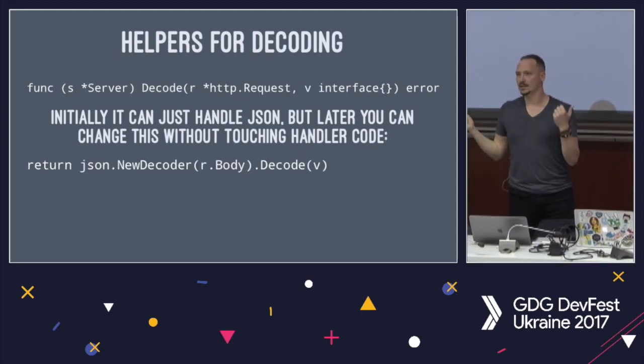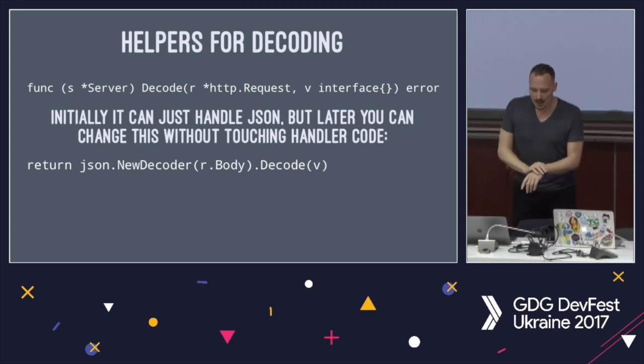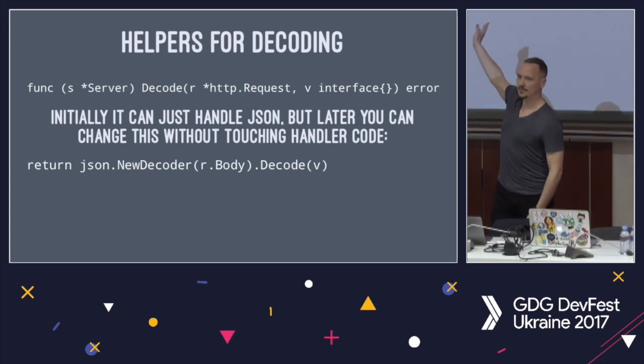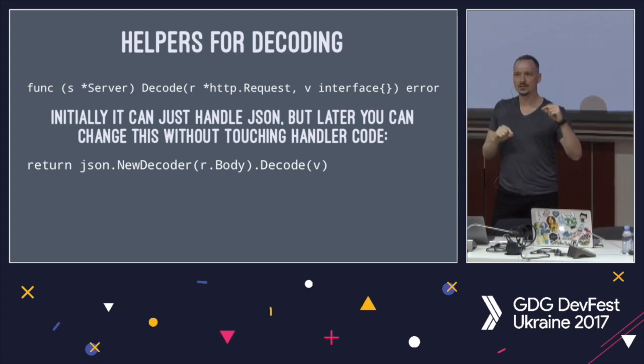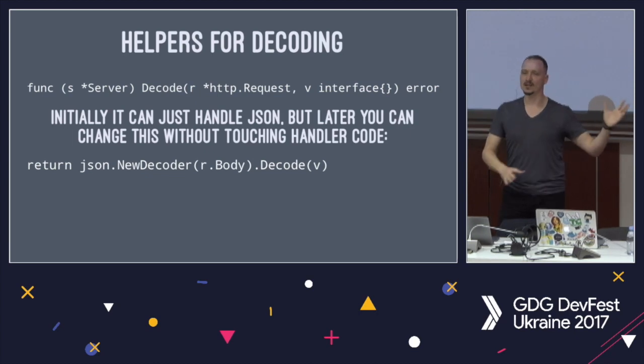Same thing for decoding. And if you are building a JSON HTTP API, then maybe this is the whole body. You're just going to create the decoder from the body and just decode it. That's it. But with this little abstraction, you sort of future-proof it a little bit. Maybe in the future you change this without touching any of your handler code.